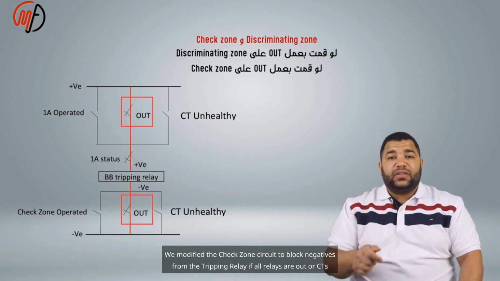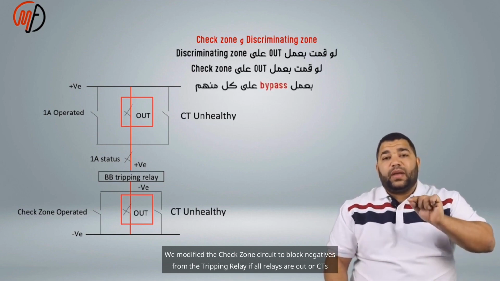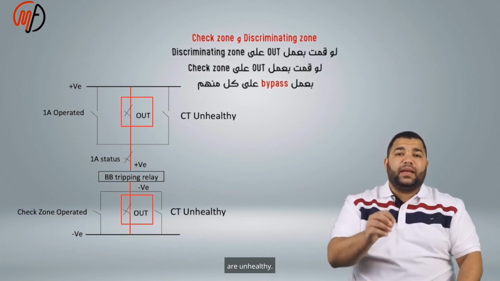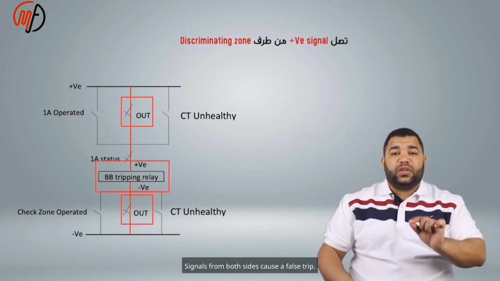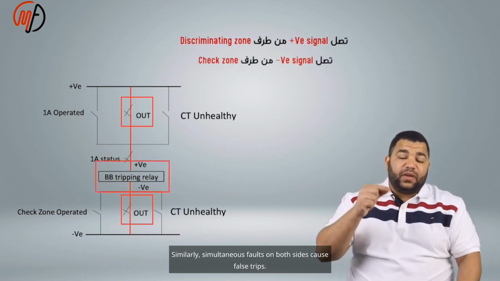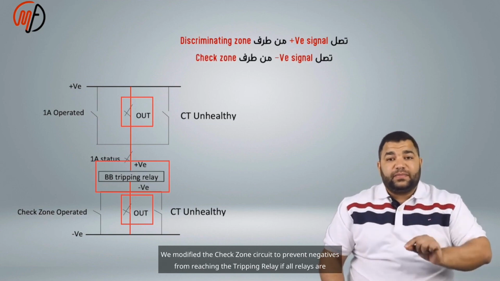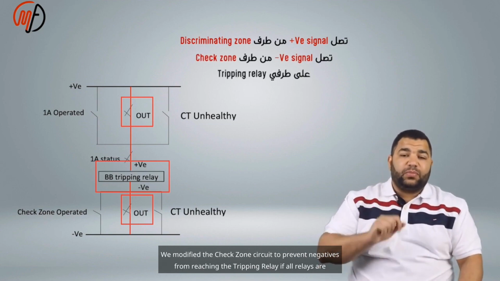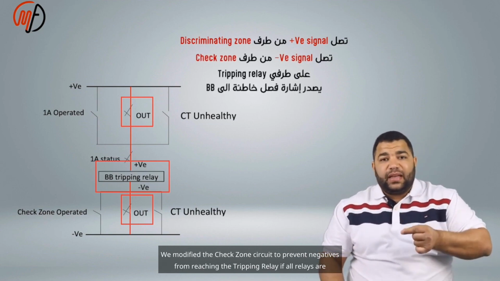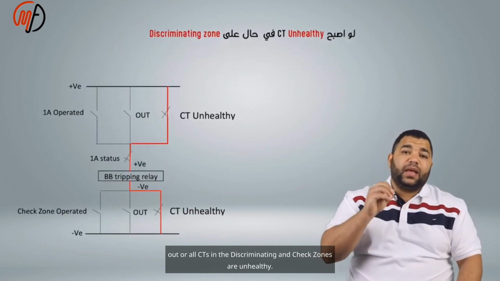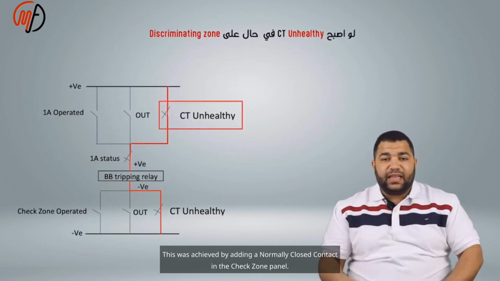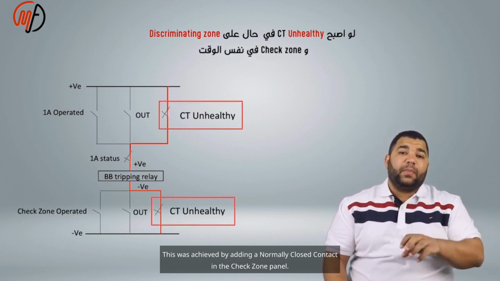We modified the check zone circuit to block negatives from the tripping relay if all relays are out or CTs are unhealthy. Similarly, simultaneous faults on both sides cause false trips. We modified the check zone circuit to prevent negatives from reaching the tripping relay if all relays are out or all CTs in the discriminating and check zones are unhealthy. This was achieved by adding a normally closed contact in the check zone panel.